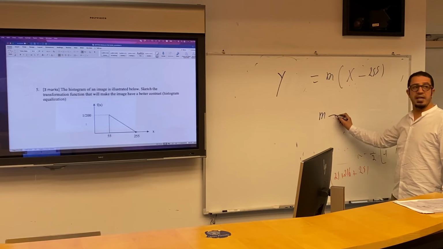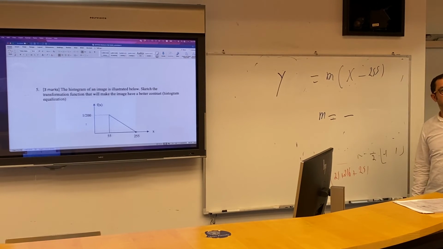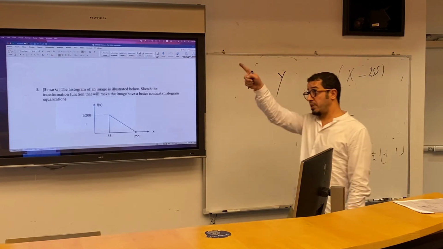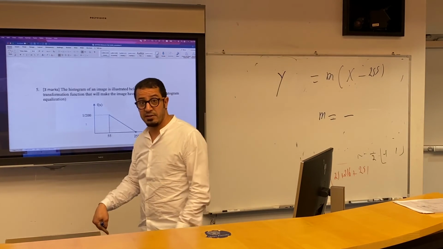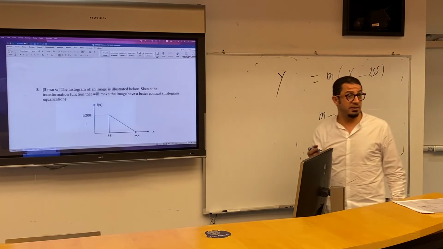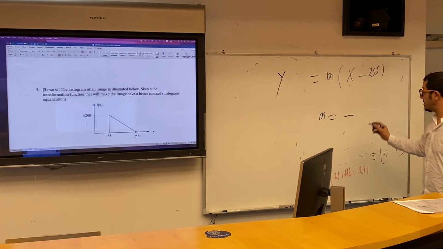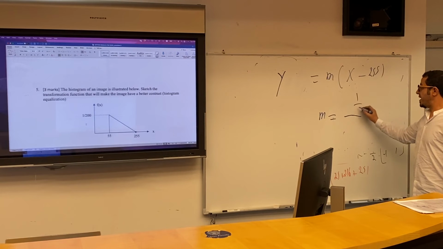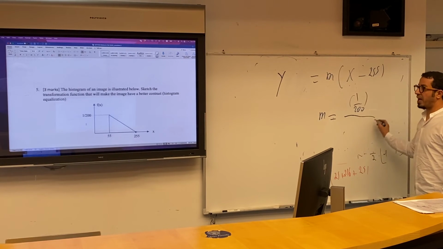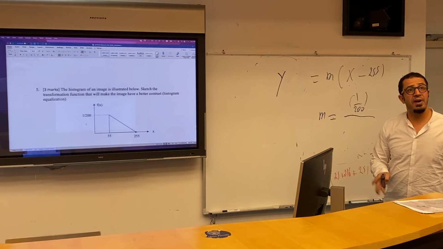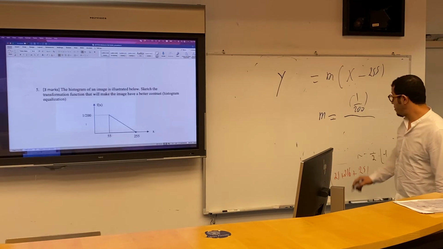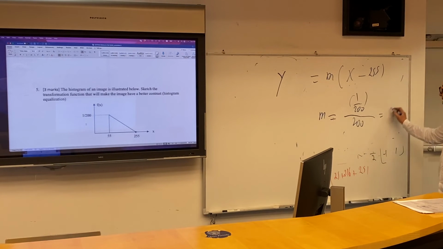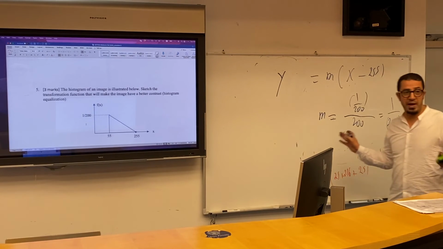Next one: what is the slope? I'm sure it is negative, right? The slope is the opposite divided by the adjacent, tangent theta, right? What is the opposite? 1 out of 200. What is the adjacent of the triangle? 255 minus 55 is 200. So the slope is 1 out of 200 squared. I found my equation.